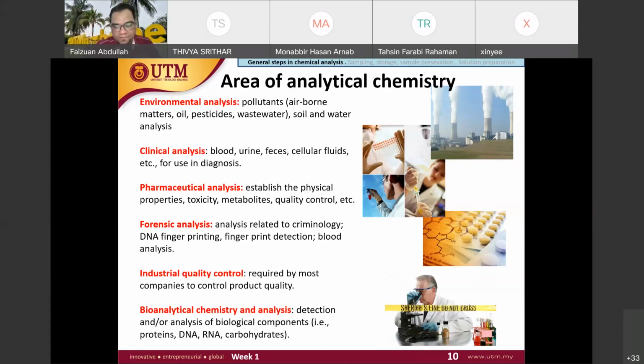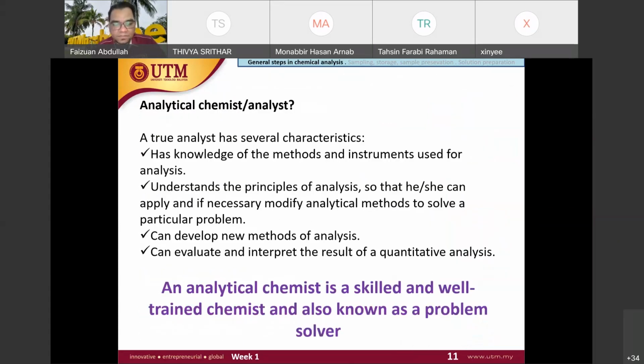All the instruments that I mentioned previously, most of the industries have those instruments, as well as universities. Of course, we have that. And then we have bioanalytical chemistry analysis, the detection and analysis of biological components: proteins, DNA, RNA, and so on. A lot more in the area of analytical chemistry is involved, right? This is only the example.